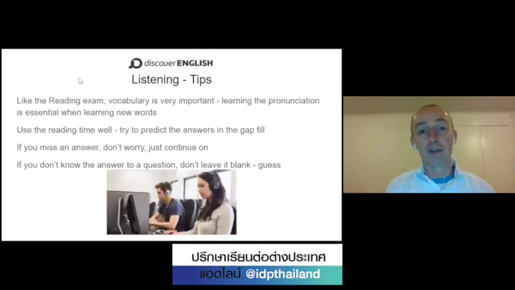Now let's move on to listening tips. Quite similar to reading, vocabulary is very important. But this is where, like with the speaking, and as I mentioned before, when you are learning new words, you need to learn the pronunciation. Because if you don't know the correct pronunciation of a word when you're doing the listening, you won't know what that word is.